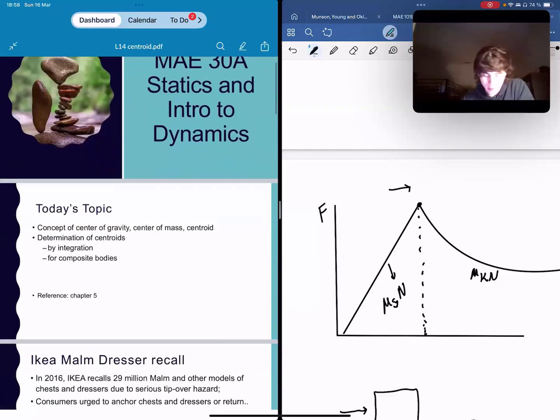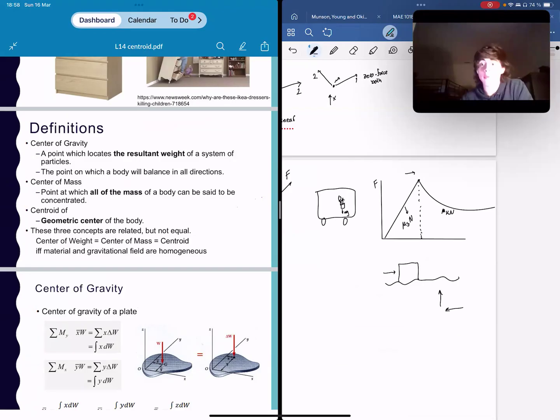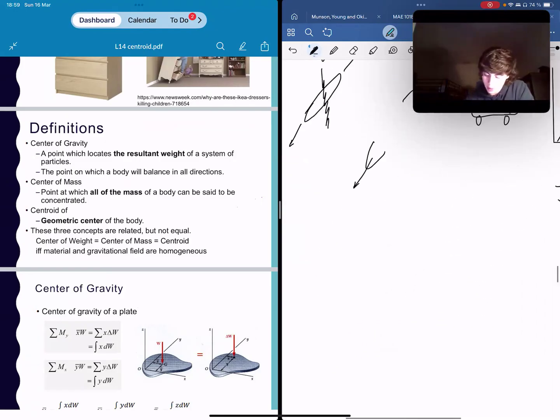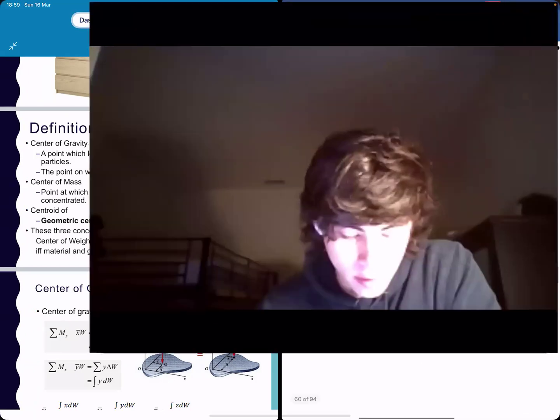All right, so lecture 14 is called centroid. The main takeaway from this lecture is that there are three important parameters I should know, not only their definitions, but their formulas. Center of gravity is where the resultant weight, weight being m times g, is acting on the body. Also remember that you can have a rigid body with constant density, but you could also have a rigid body without constant density, right?